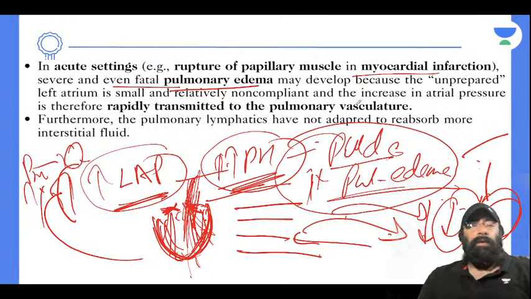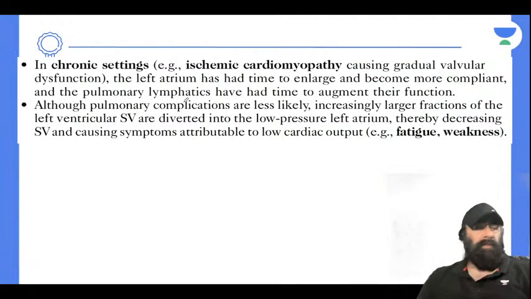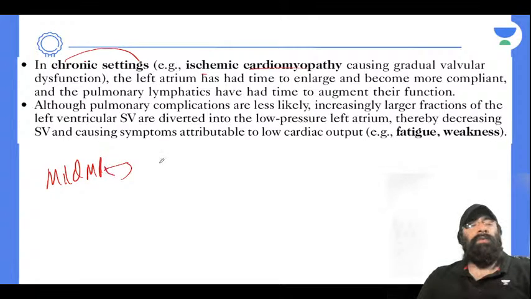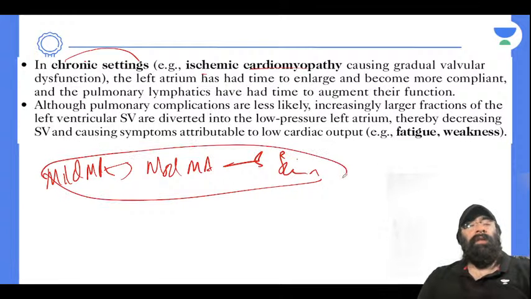All right, so this is what is important: in acute MR, the pulmonary lymphatics are not able to compensate for this. But yes, in chronic settings, in chronic ischemic cardiomyopathy, if it's a gradual process, that means if it is a mild MR, then slowly after some years it goes to moderate MR, and slowly after some years to severe MR, then remodeling of the heart can happen. Remodeling adjustments can happen.